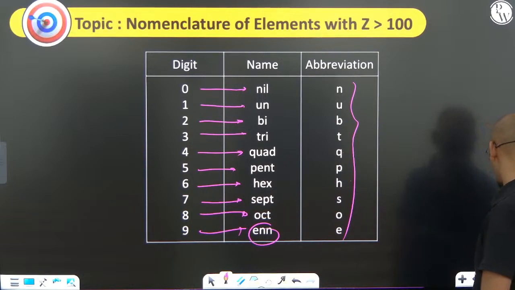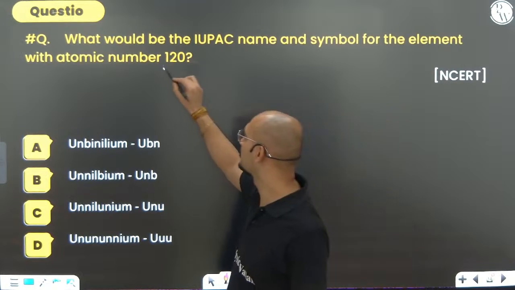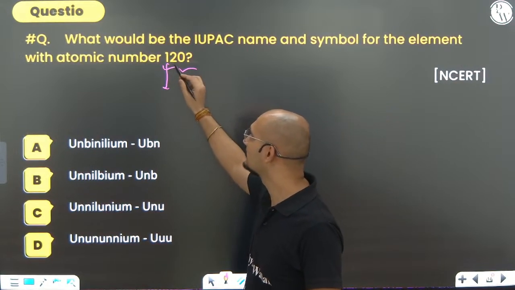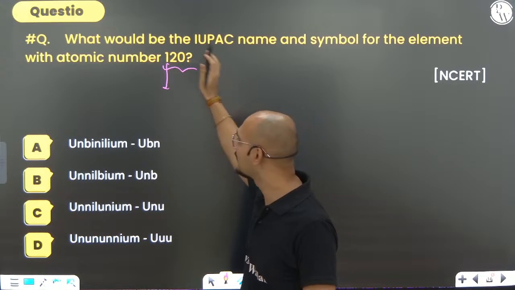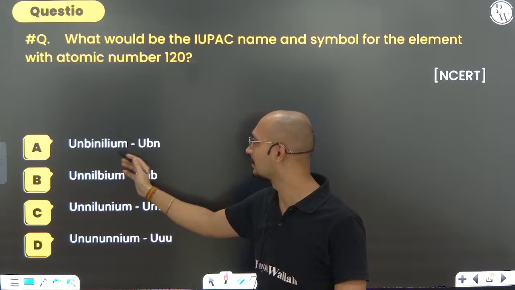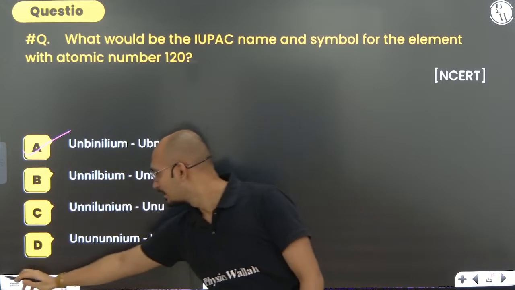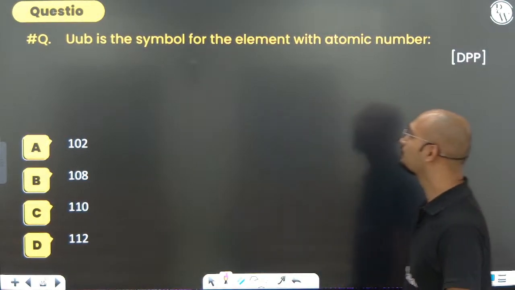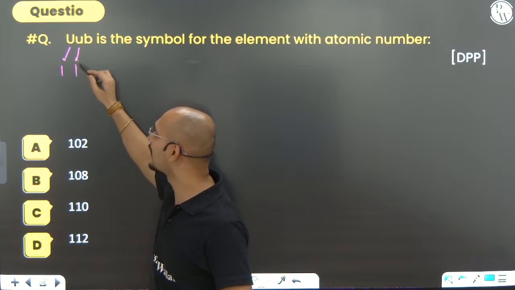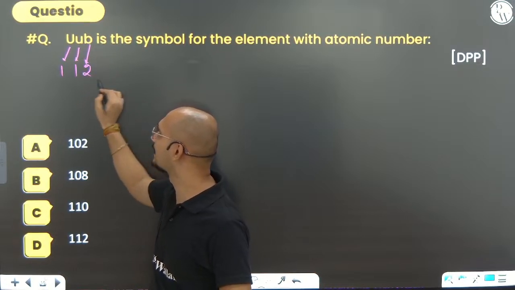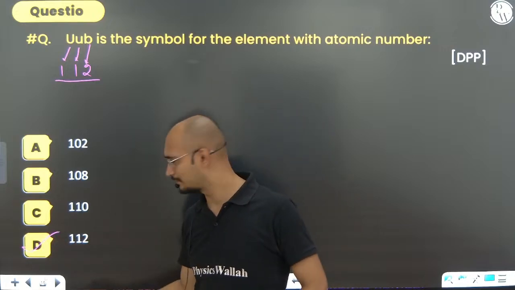Okay. Now, what would be the IUPAC name and symbol for the element with this atomic number? So it will be un, bi, nil: unbinilium. You can say U, B, N. Yes, of course, A is the correct one. Next, go with that. UUB is the symbol. Now U is for un, one, and B is for bi, that is 2. So 1, 1, 2 is the option D. Not a big deal. It is very easy, brother.